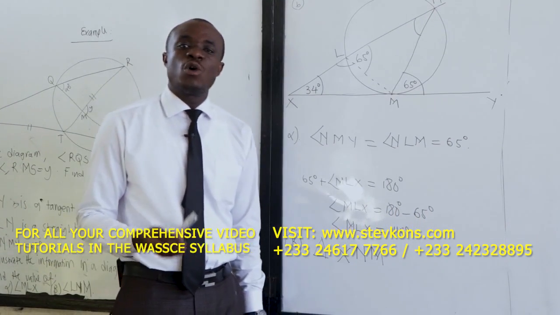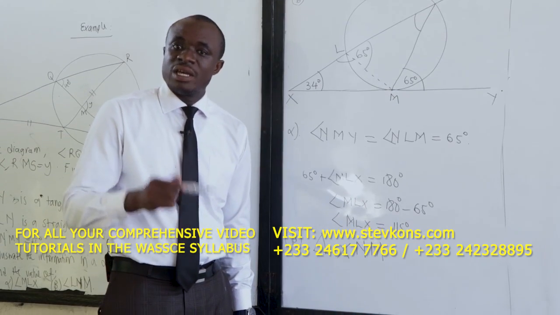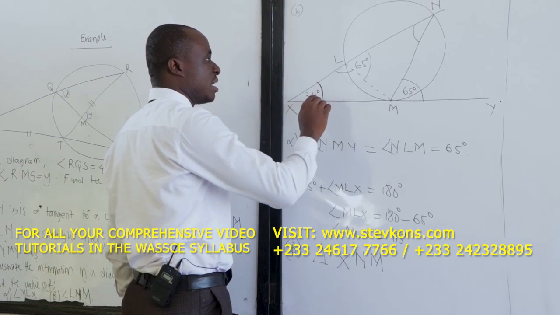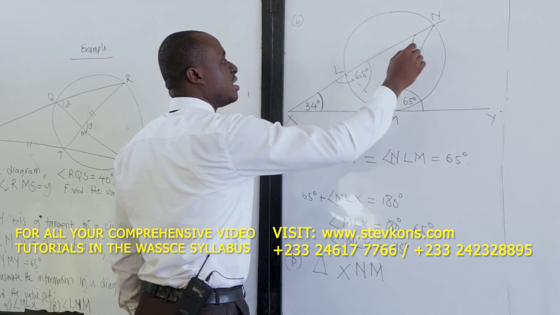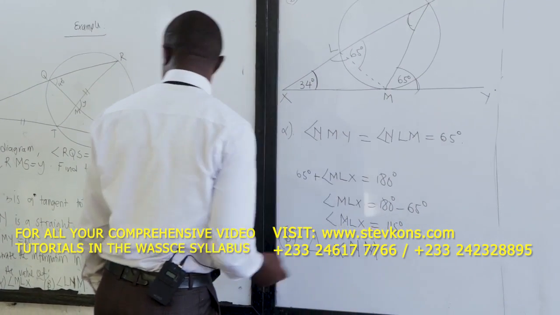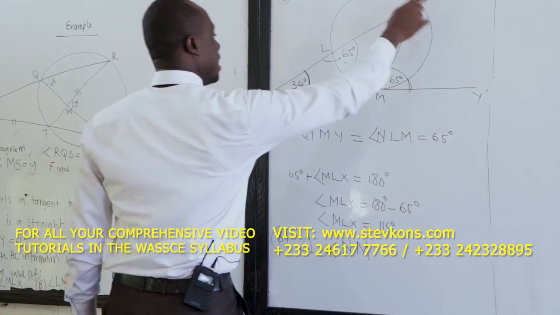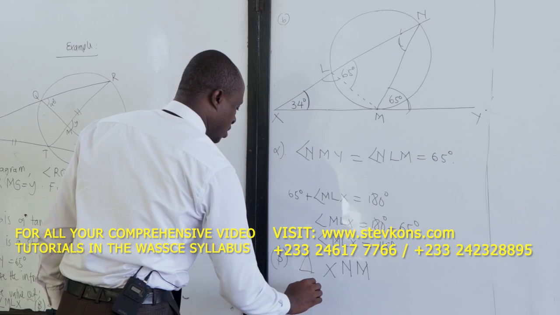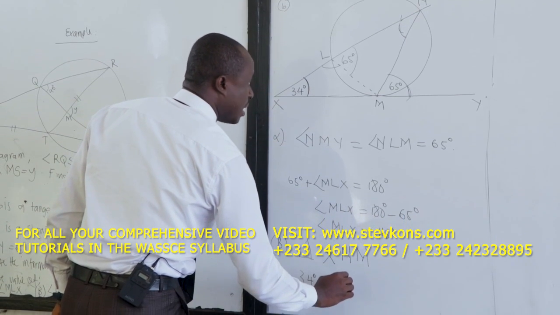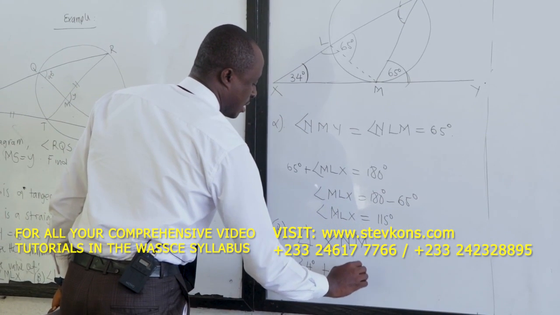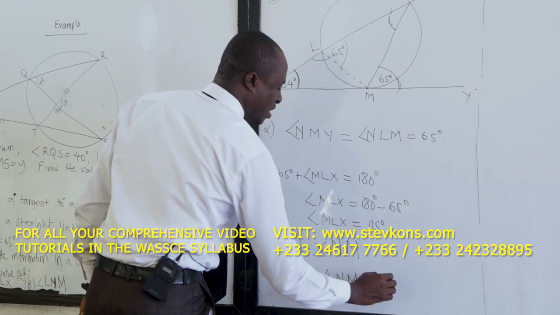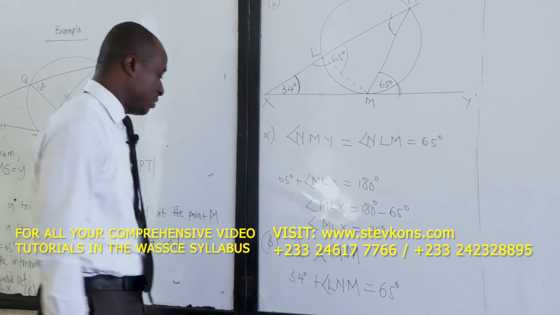The sum of the opposite interior angles is equal to the exterior angle. So the angle over here plus the angle over here equals the angle over there. We want to find LNM, the angle over here. So you know that 34 degrees plus angle LNM is equal to the exterior angle, which is 65 degrees. Wow, that is very simple.